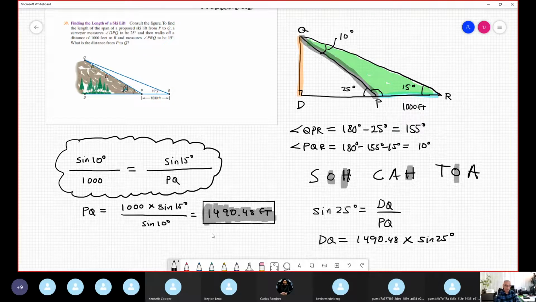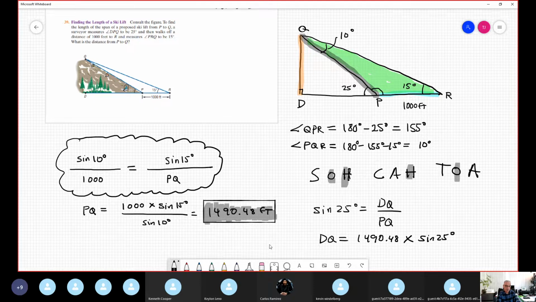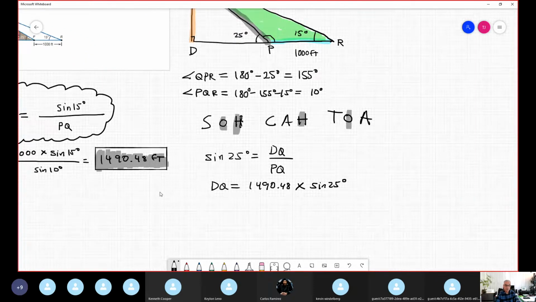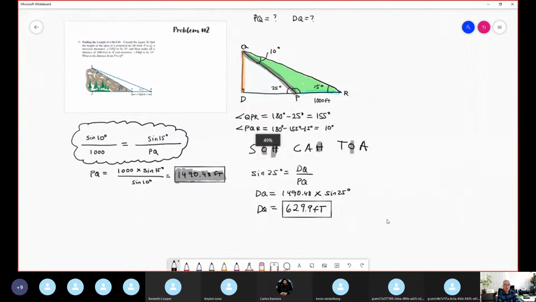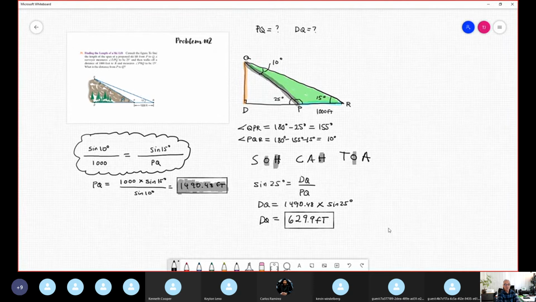All right. Now put in a calculator, and the answer is 629.9 feet. That is the height of this skyscraper. Any question? Super easy or super complicated?